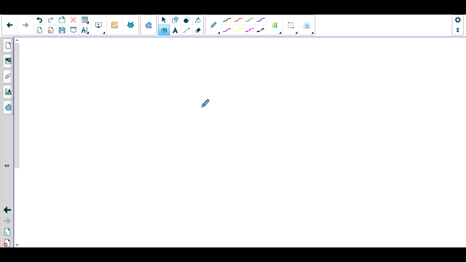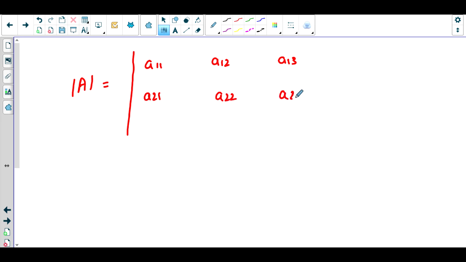Let's say we have order more than 2. Let's say we have 3 or more than 3. Let's start with 3. Let's take a general matrix. We want to solve this one. Like we have A11, A12, A13, A21, A22, A23, A31, A32 and A33. We want to solve this one.